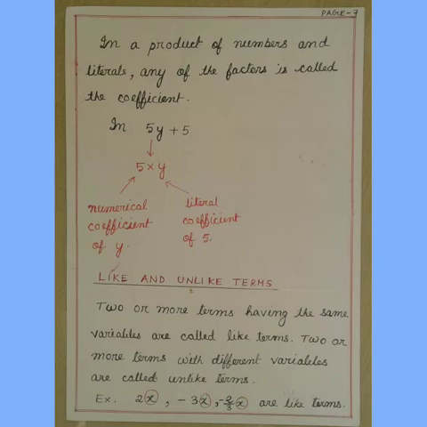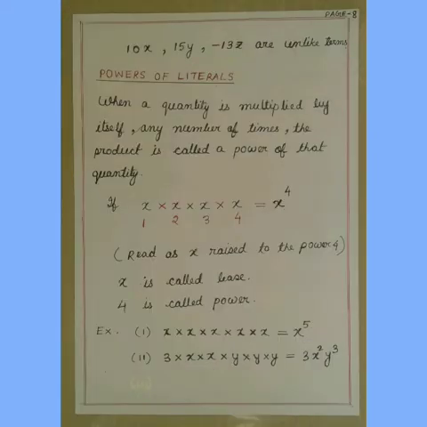Like and unlike terms. Two or more terms having the same variables are called like terms. Two or more terms with different variables are called unlike terms. Example: 2x, minus 3x, minus 2 by 3x are like terms because though the numerical coefficients are different, the variables are the same. So all three terms are like terms. The same way, 10x, 15y, minus 13z are unlike terms because x, y and z are different variables.